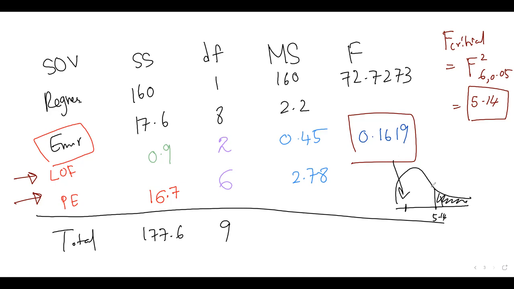What is our H naught? H naught is: the model is adequate. H1 is: the model is inadequate. Or you can write, there's a good linear fit. Or you can write in terms of the expected value of yi, anything which is given in the slide. Inadequate means not adequate, right? So here, I'll just take the next page to write my decision rule.